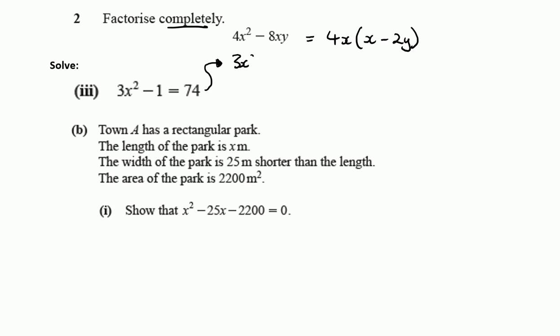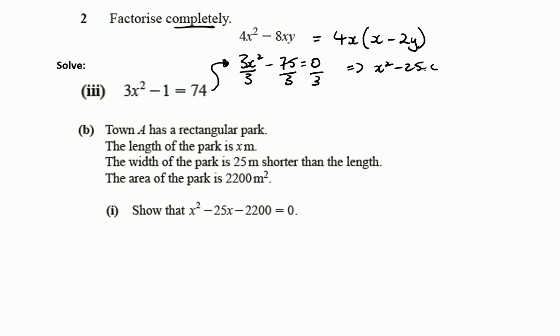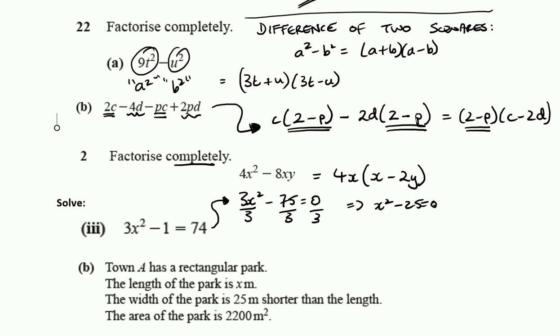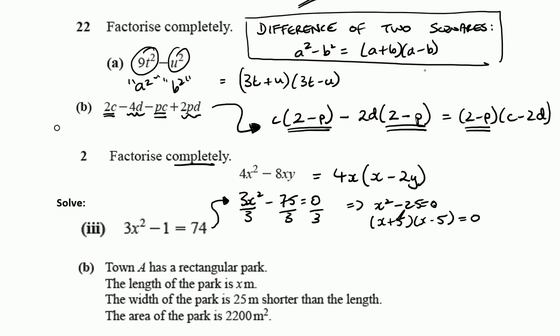For factorization to work as a solving method, I want to make sure this thing equals 0. Now, as we're doing this, we want to look for any common factors that we can strip out, because that's going to make life easier. I could divide this whole equation by 3, and that would leave me with x squared minus 25 equals 0. Now remember that difference of two squares rule we used before? I can see now I have the difference of two squares. I have x squared minus 5 squared. So this thing is going to factorize to x plus 5, x minus 5 equals 0.